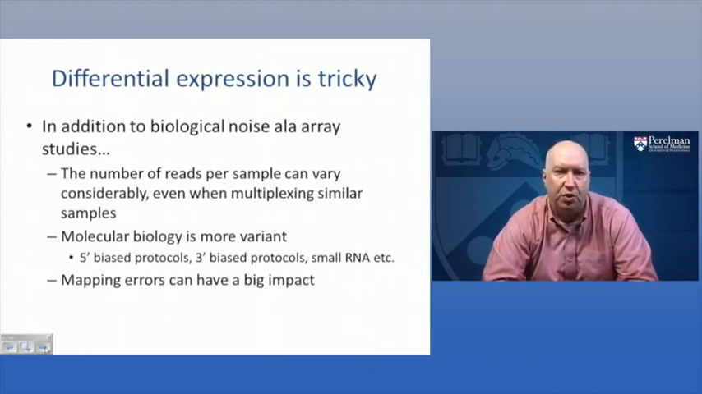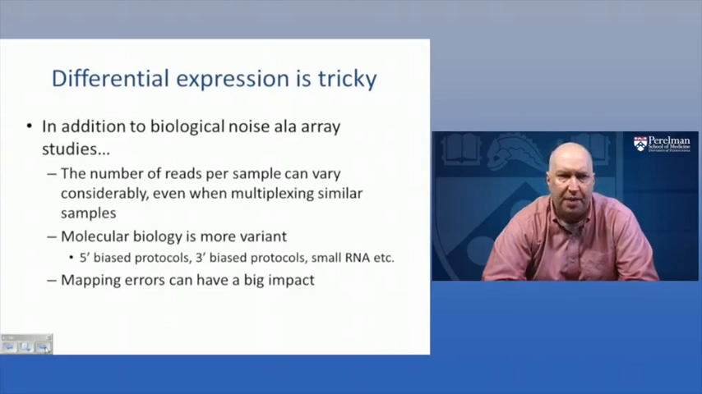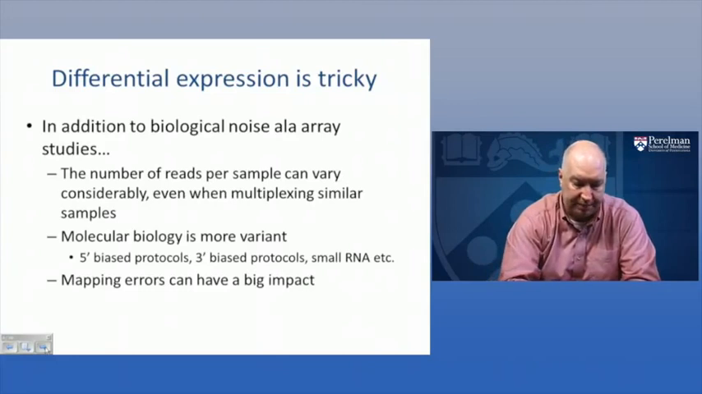In addition, compared to array studies, the molecular biology for RNA sequencing is a lot more variable. So there are protocols that bias sequence towards the 5' end, strand-specific protocols, for example, towards the 3' end, poly-A protocols, for example, small RNA protocols, for example. And all of these different protocols can make comparing data generated between them very tricky, if not unadvisable altogether. And obviously, mapping errors can have a major impact on differential expression.